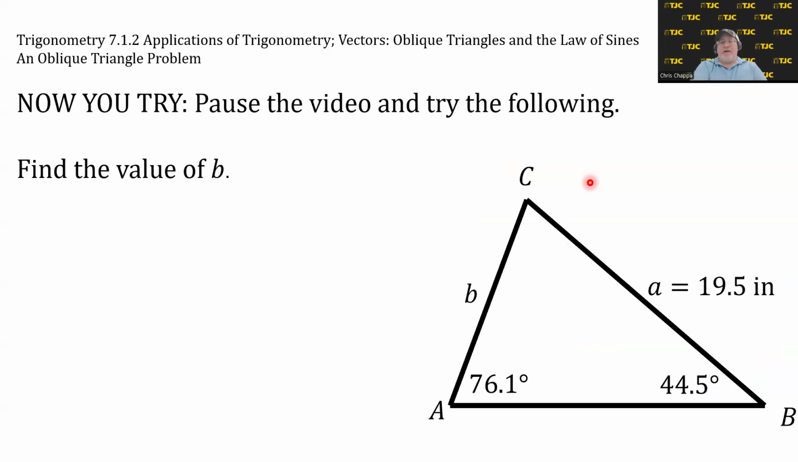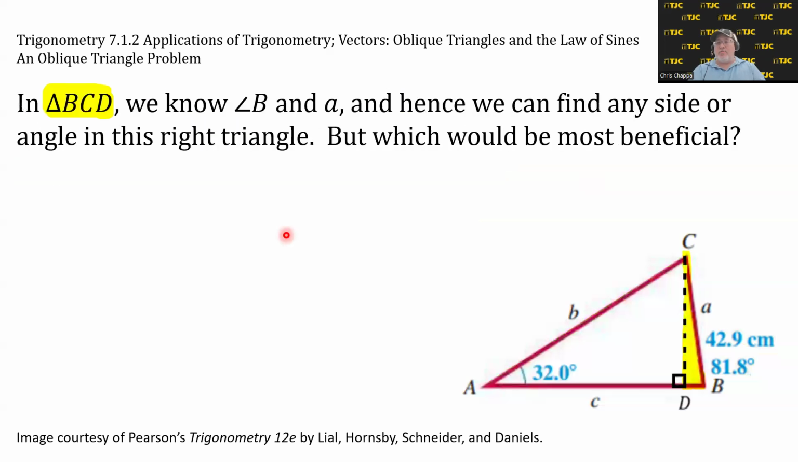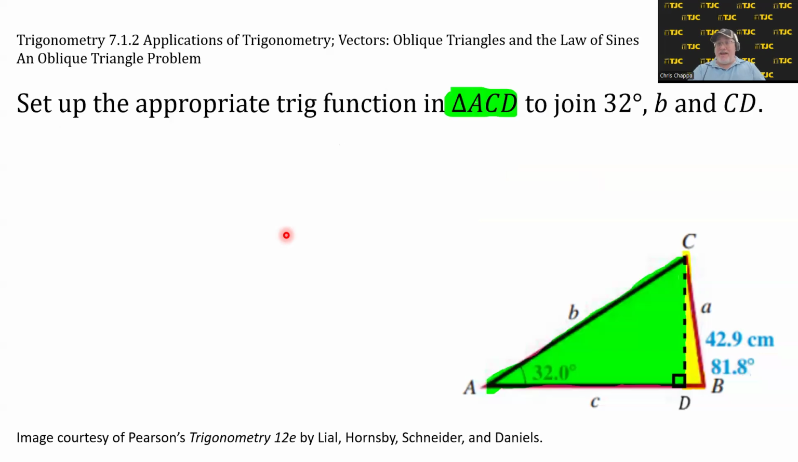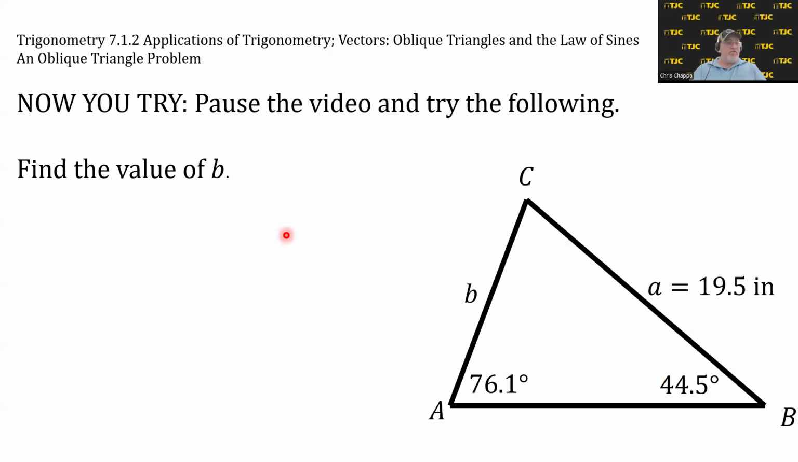Pause the video and try the following. Find the value of b. Notice this is structurally the exact same problem that we had over here, where we were given the two angles on the bottom and the side on the right, side a. Now I just want you to do the exact same thing with some different values. Pause the video, give it a try. If you haven't paused the video yet and tried it, here's your fair warning. Solution in 3, 2, and 1.